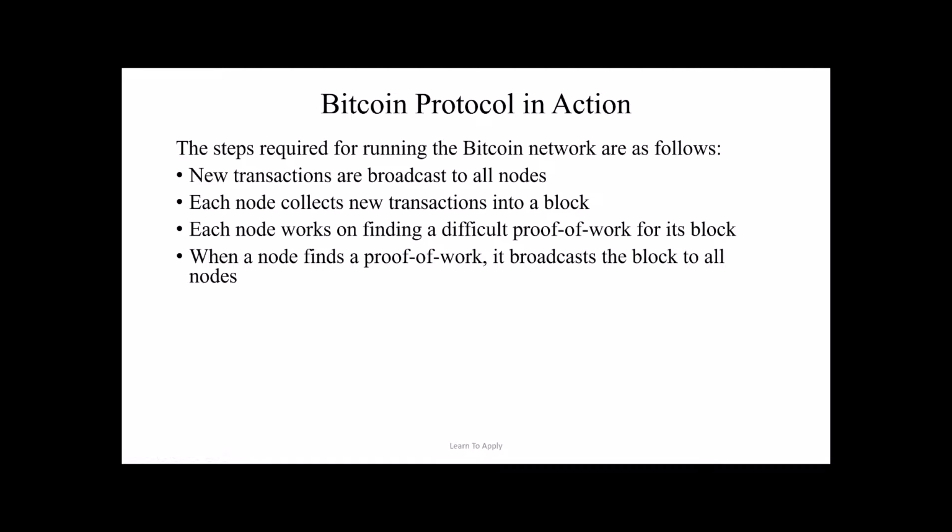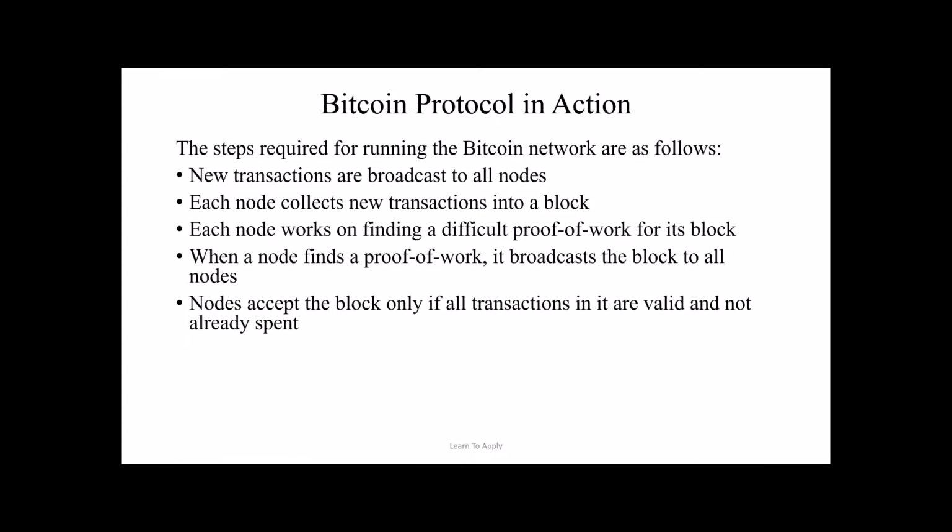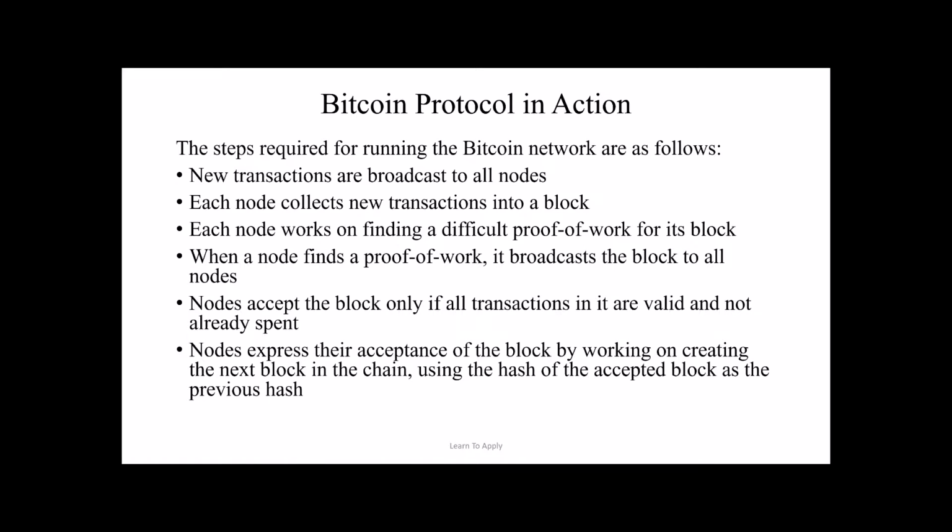Once nodes have received the recently mined block, let's have a look at what they will do. They show their acceptance, right? They accept the block only if all the transactions inside that block are valid and there is no double spending. That is, no transaction has already been spent. So every transaction is like a fresh transaction. Nodes show their acceptance of a block by trying to participate in proof of work for the next block. So what does this mean?